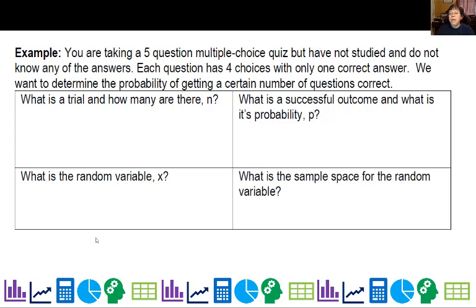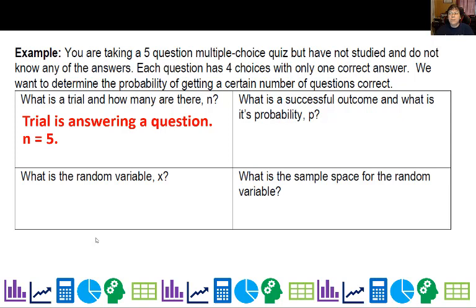All right, so let's go ahead and practice with a case that is definitely a binomial distribution. You've got a 5-question multiple choice quiz. You haven't studied and don't know any of the answers, all right? Each question has 4 choices with only 1 correct answer. We want to determine the probability of getting a certain number of questions correct. So what is a trial? What is N? Trial is answering a question, all right? And you're going to do it 5 times.